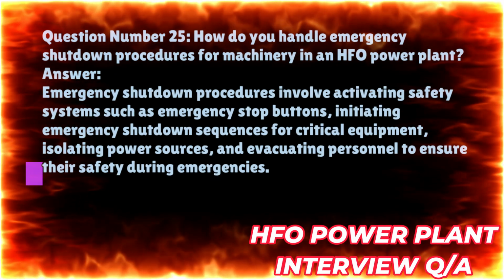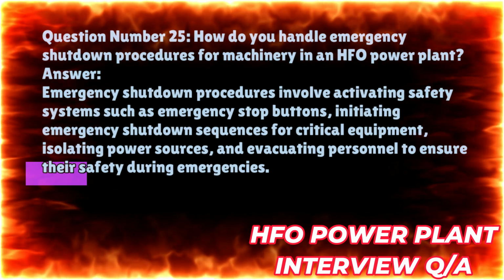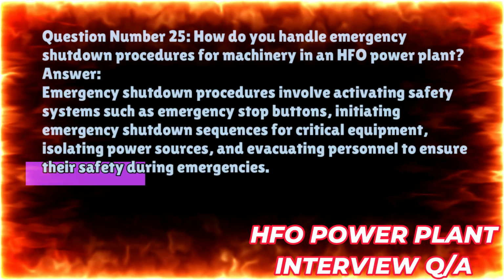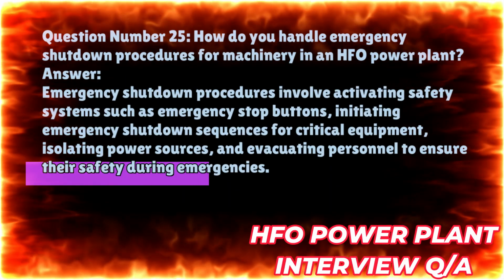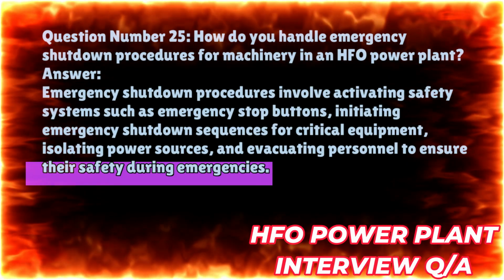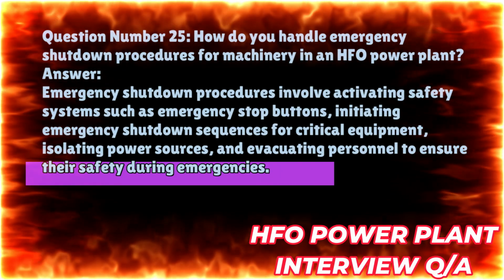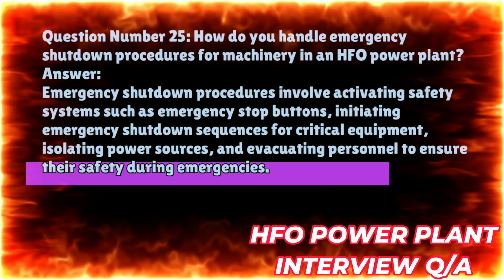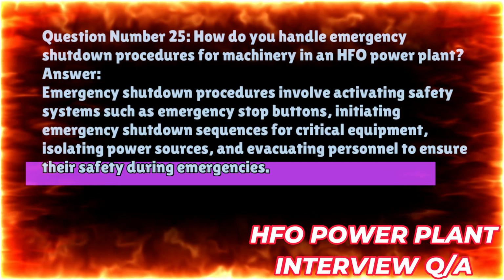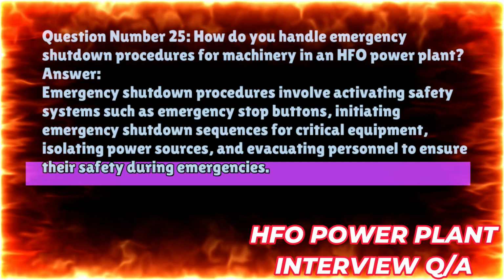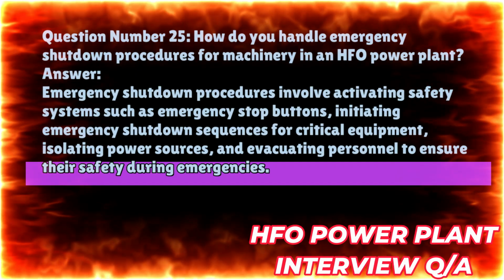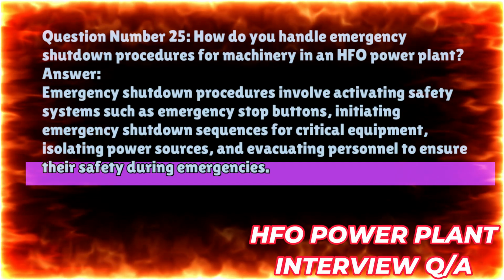Question number 25. How do you handle emergency shutdown procedures for machinery in an HFO power plant? Answer. Emergency shutdown procedures involve activating safety systems such as emergency stop buttons, initiating emergency shutdown sequences for critical equipment, isolating power sources, and evacuating personnel to ensure their safety during emergencies.